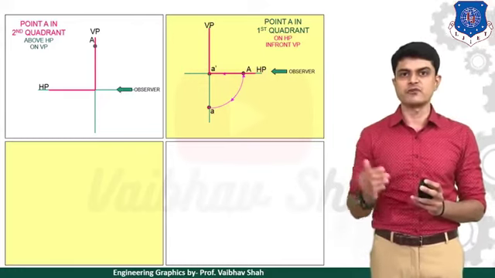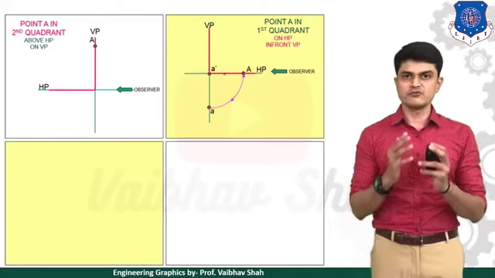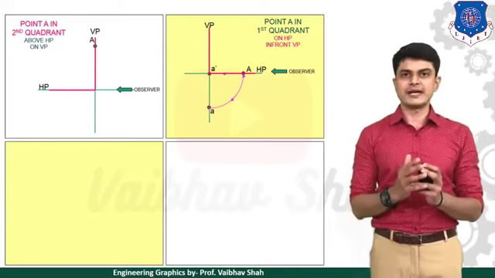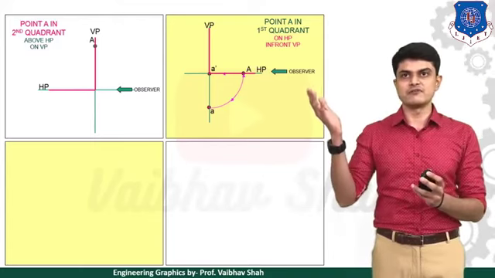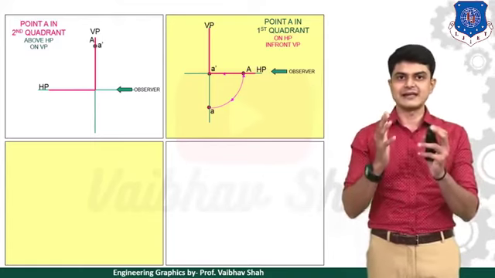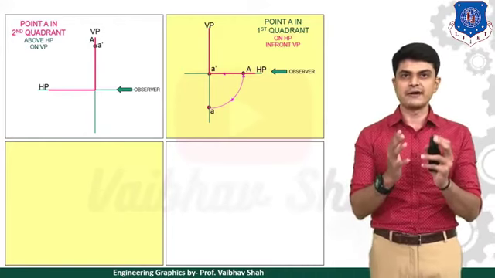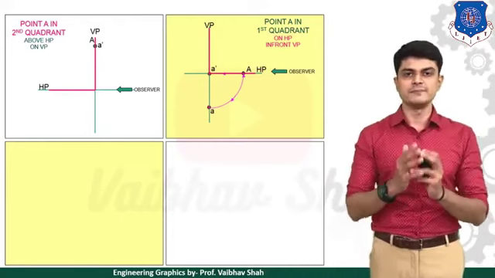So now let us take the front view from this direction. When we try to take the front view from this direction, what happens? The front view always lies on what? VP. So we'll be having the point itself on the VP. So we'll be having point A dash at the same location because our point is already resting on VP.